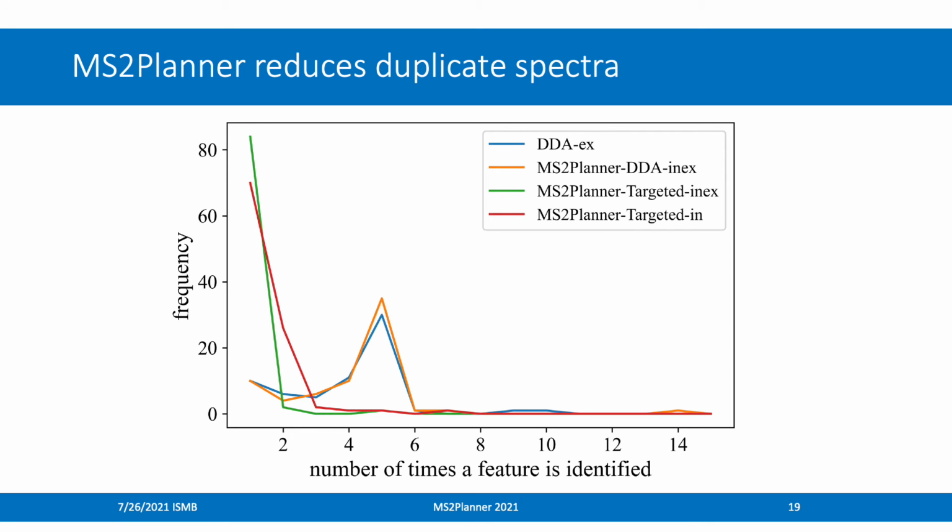Here, the x-axis is the number of times a feature is identified, and the y-axis is the frequency of the identifications. And for the DDA and DDA with MS2Planner inclusion list, most of the features are identified for 5 times, and you can see the peak at 5, which makes sense because we run the experiment for 5 times. But for the targeted mode with MS2Planner inclusion list, more than 95% and 98% of the features are identified for just once or twice. This shows that MS2Planner can reduce duplicate acquisitions.